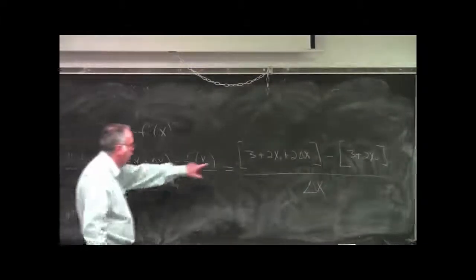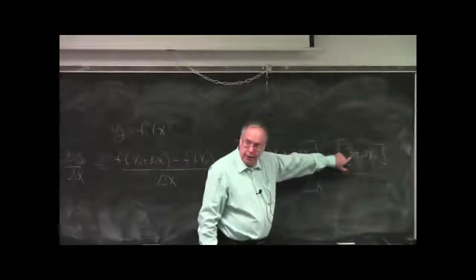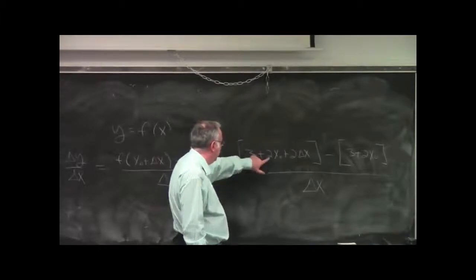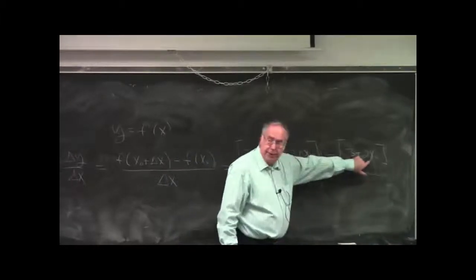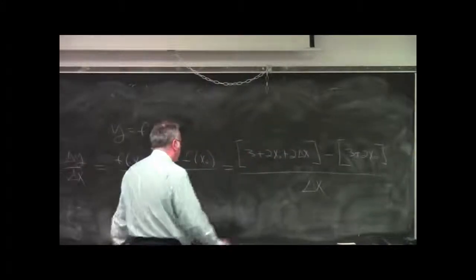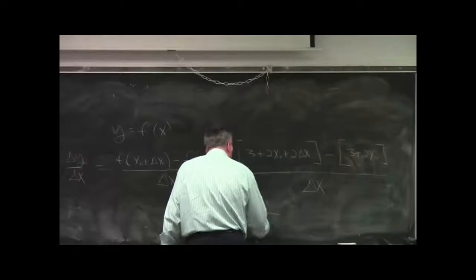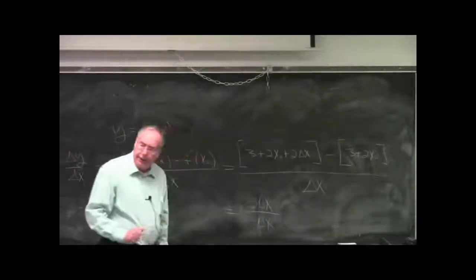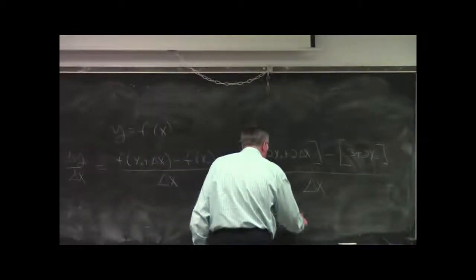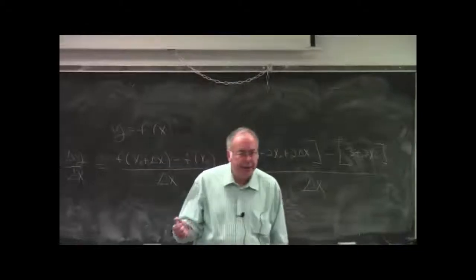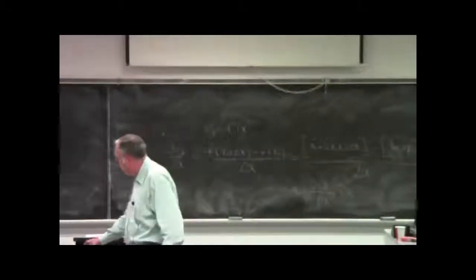Now, notice this numerator simplifies. We've got a 3 minus a 3, so those two cancel. We've got 2x sub 0 here minus 2x sub 0. So all that leaves us with in the numerator is 2 delta x. And that's over the denominator's delta x. So you divide through by the delta x, and what do you get? You get a simple number 2. In this case, the difference quotient, delta y over delta x, is just 2. So why does that make sense to you? Why does it make sense that the difference quotient is just a constant 2 in this case?